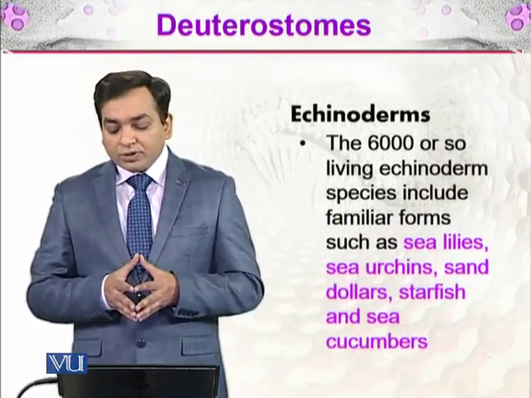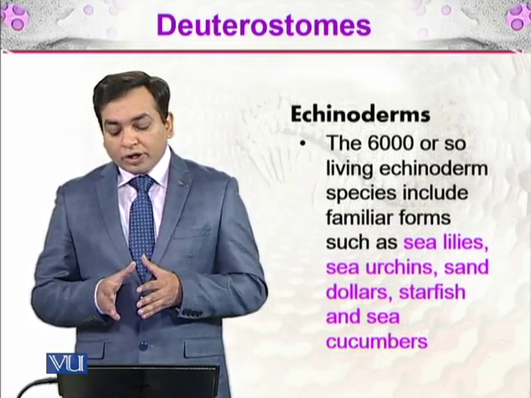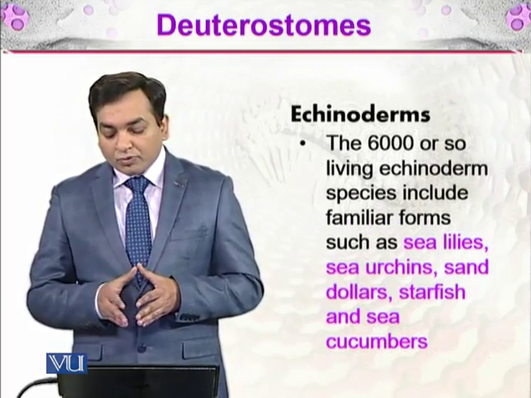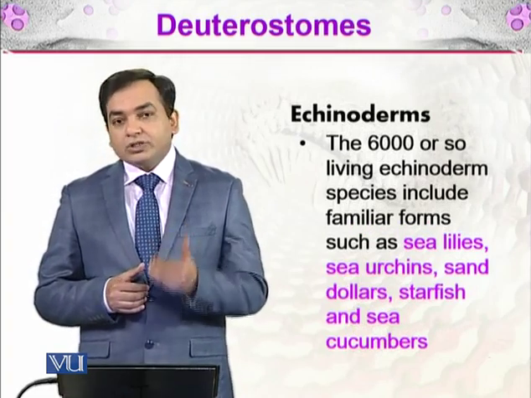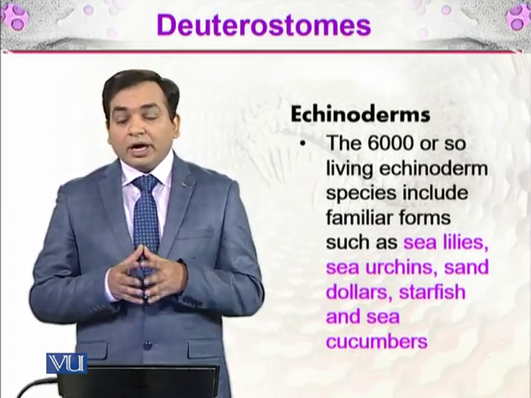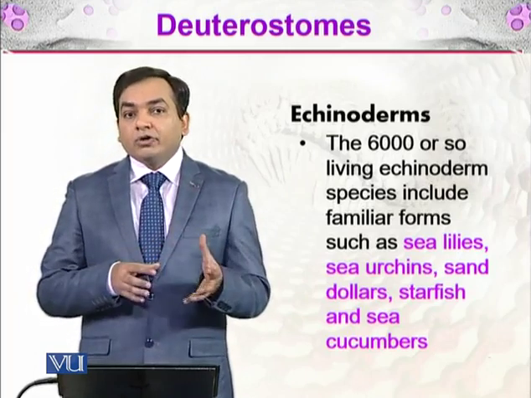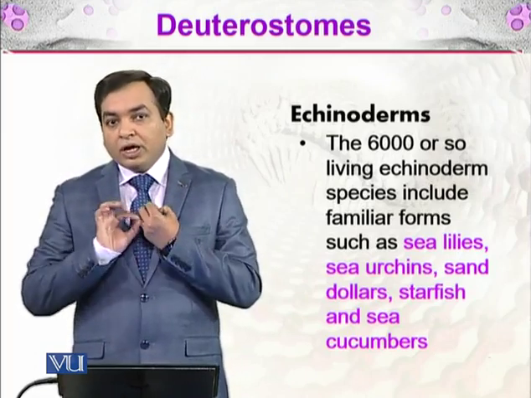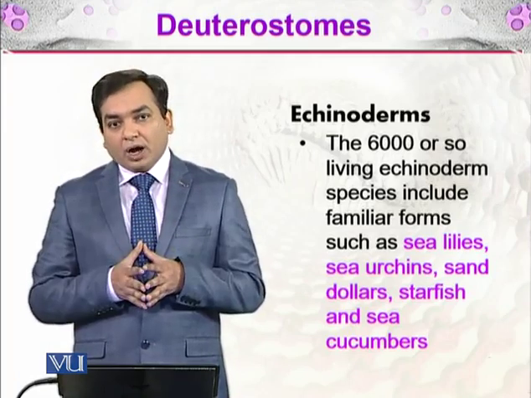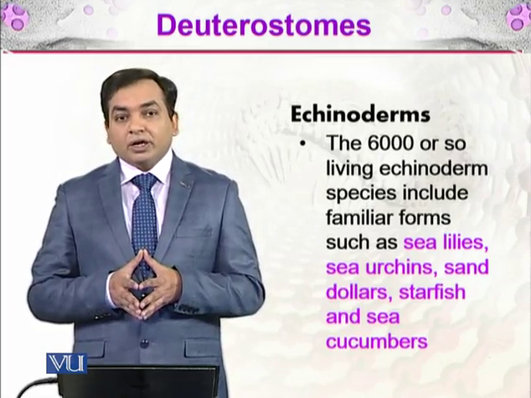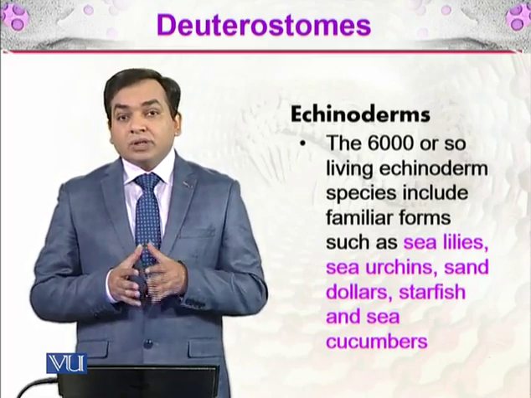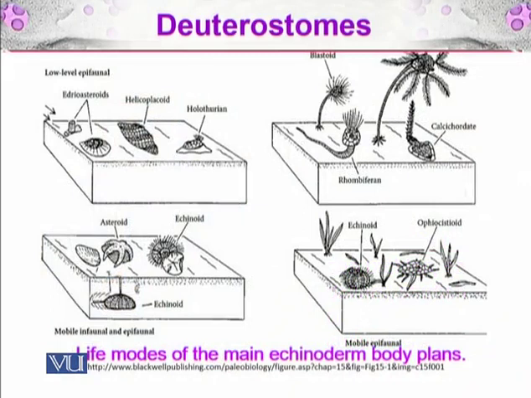The 6,000 or so echinoderm species include familiar forms such as sea lilies, sea urchins, sand dollars, starfish, and sea cucumbers. Sea urchins, as we have said, are echinoderms. If you see a sea urchin, there will be some spines coming out of it. All of these organisms are echinoderms, and there are 6,000 or more species of them. And here you have some life modes of the main echinoderm body plans.